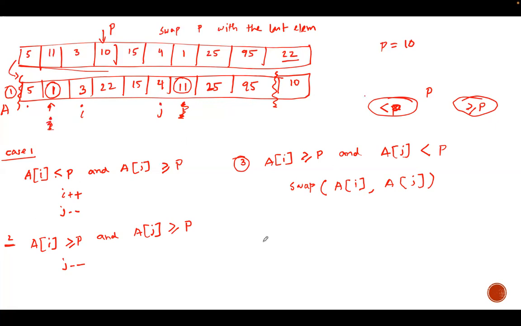So now we can find another case. In this case, we can see A[i] is less than P, which means correct for i, but A[j] is also less than P. So if A[i] is less than P, this number is at the correct side, but A[j] is less than P means this number is not at the correct side. It should move to the right side.